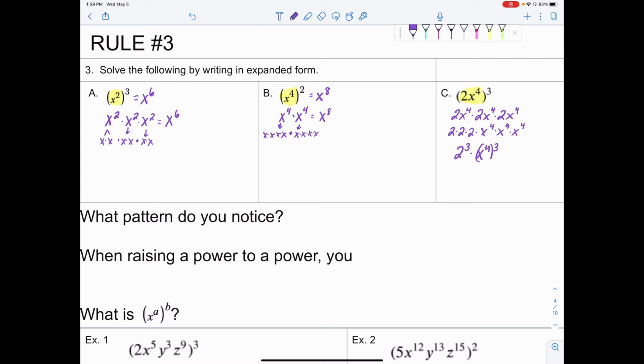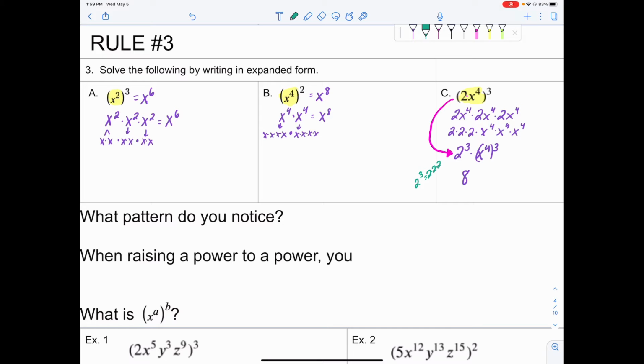We wouldn't leave it that way, but what I want you guys to see is that when we are raising a product to the power, 2x to the 4th is a product, right? It's 2 times x to the 4th. This is actually another rule. When we're raising that product to a power, we raise each part of that product to the power. So I need to raise 2 to the 3rd power, and I need to raise x to the 4th to the 3rd power. Right? Remember, 2 to the 3rd would be 2 times 2 times 2. So I would get, for my final answer, 8.